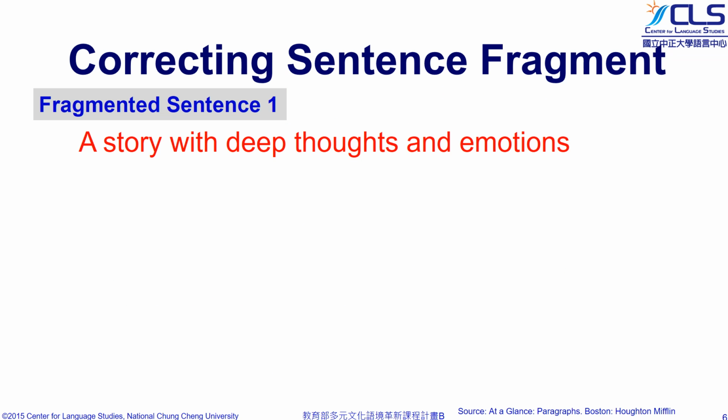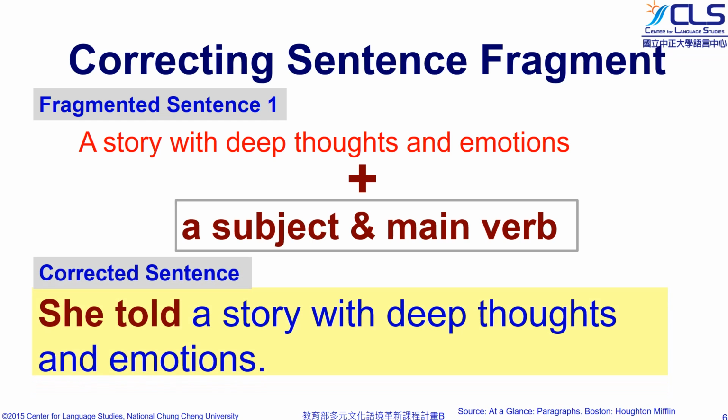Let's look at the first example. This incomplete sentence needs a subject and a main verb. By adding the subject and the main verb, we now get a corrected sentence. She told a story with deep thoughts and emotions.